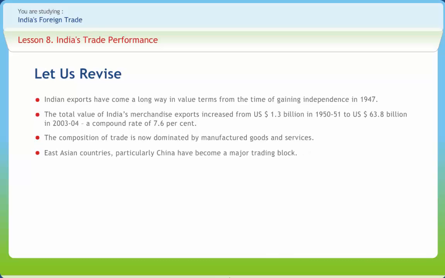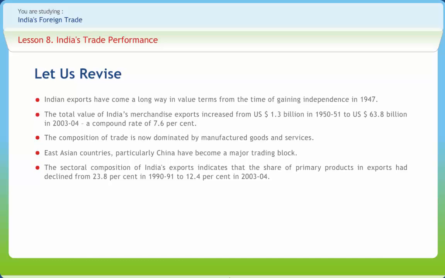East Asian countries, particularly China, have become a major trading bloc. There is a huge untapped potential for India's foreign trade in years to come. The sectoral composition of India's exports indicates that the share of primary products in exports has declined from 23.8% in 1990-91 to 12.4% in 2003-04. On the other hand, the share of manufactured goods has increased from 71.6% in 1990-91 to 77.8% in 2003-04.